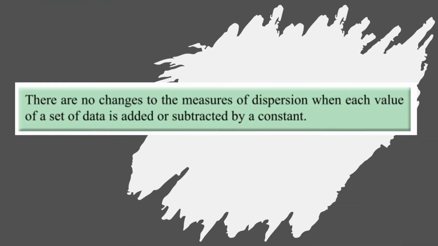First, there are no changes to the measure of dispersion when each value of a set of data is added or subtracted by a constant. This means every data value is being added to or subtracted by a constant, which is a new value. So there are no changes. This is effect number 1.